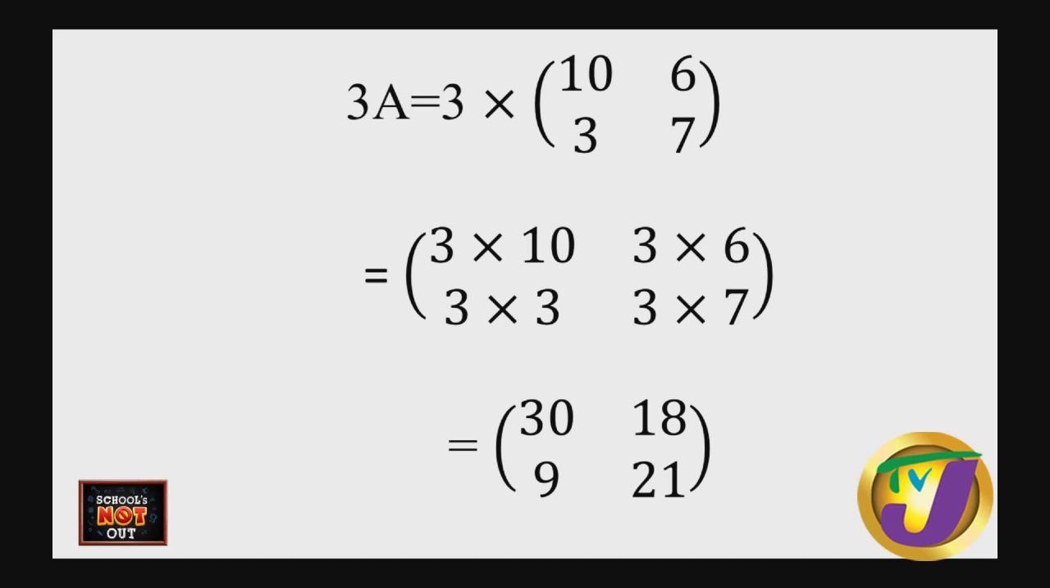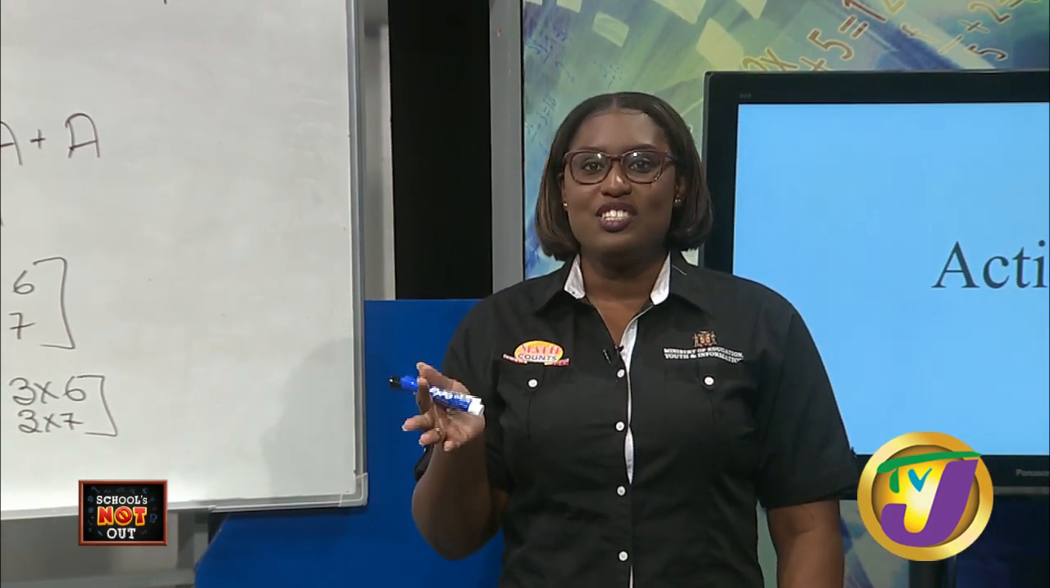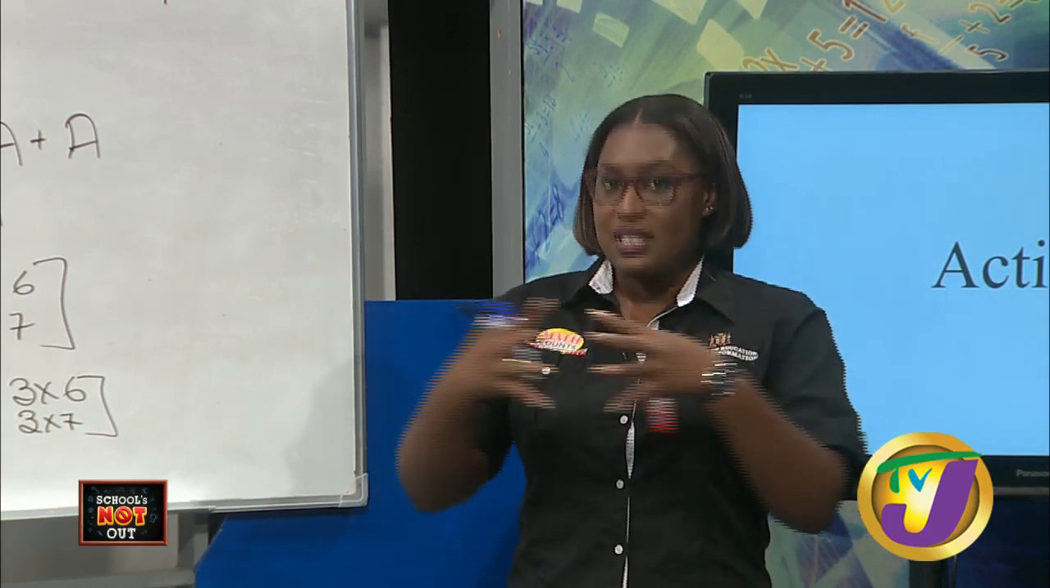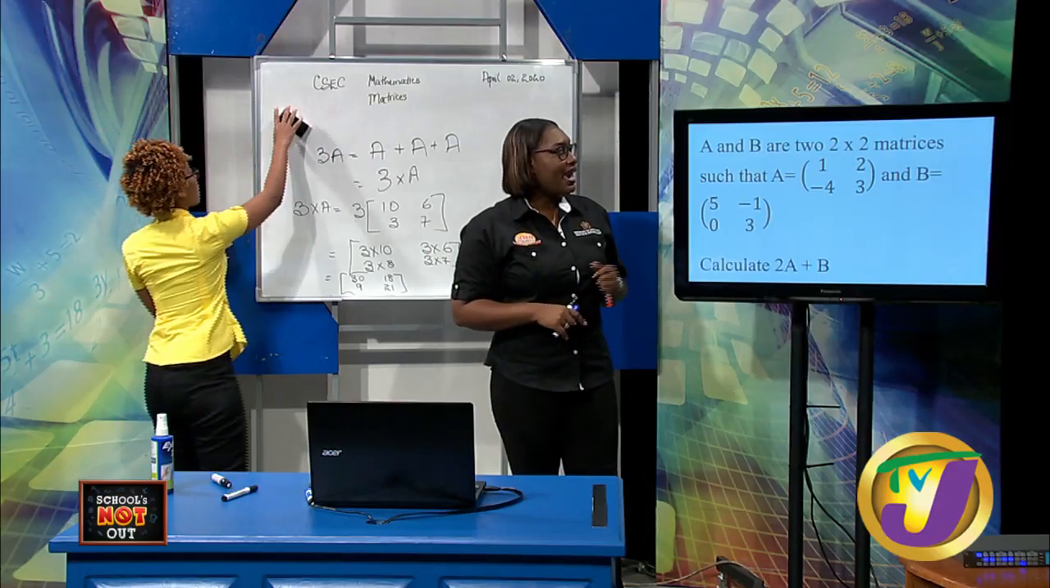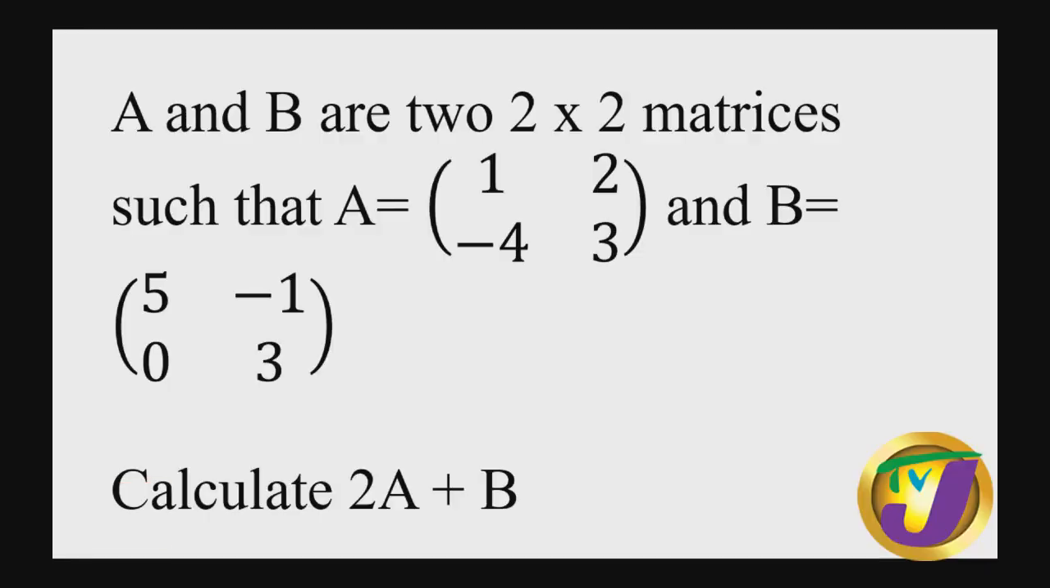All right, so before we get into this activity, I remember earlier in the week, you looked at addition of matrices, and we just looked at scalar multiplication. So we're going to put everything together in this activity. A and B are two 2x2 matrices, such that A is 1, 2, -4, 3, and B is 5, -1, 0, 3. We're asked to calculate 2A plus B.